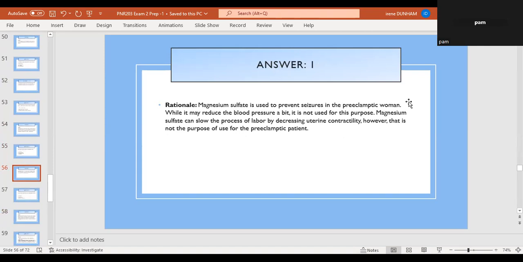Now, like a side effect, I say it might reduce the blood pressure a bit, but it's not used for that purpose. And so many students in the past have gotten this wrong because they say, oh, lowers blood pressure. No, I am emphasizing that magnesium sulfate is used to prevent seizures in the preeclamptic woman.